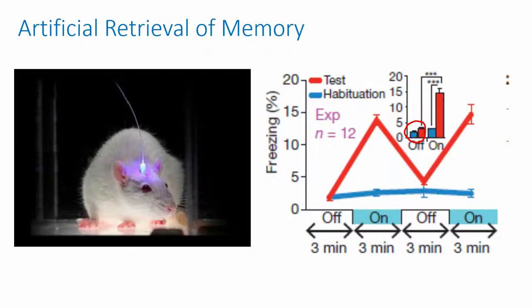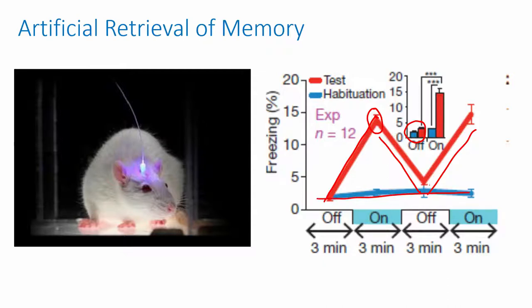And on the other hand, the moment you turn on the light, this is the off-on cycles here, you can see the freezing goes up only in those animals that are trained in the context B and labeled in the context B, not in the control. You turn off the light, it comes back again, and turn on, it goes up again. All this is happening in a context that is completely neutral, context A, a non-training context. That is why it can go back to the zero state.